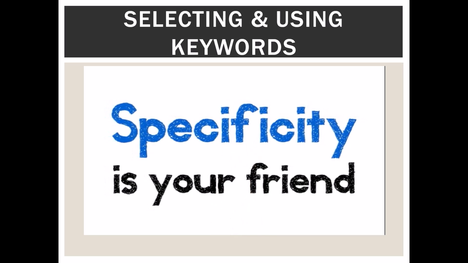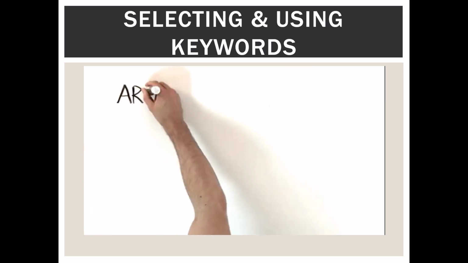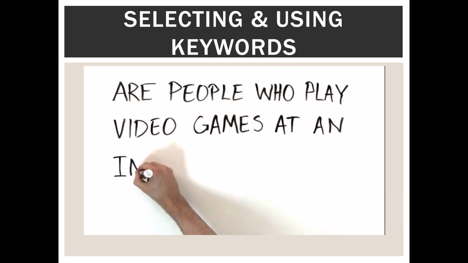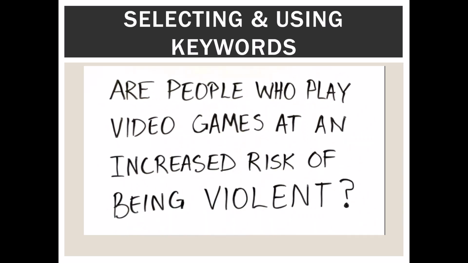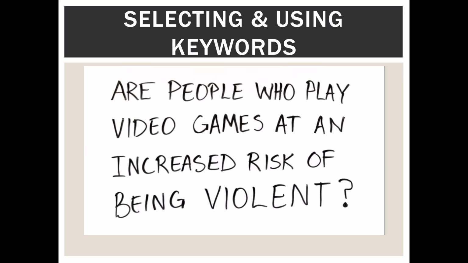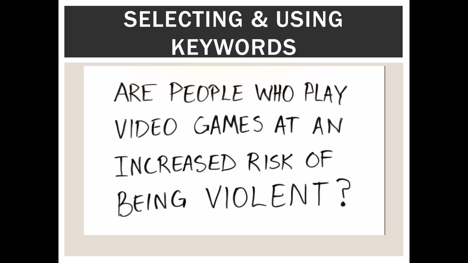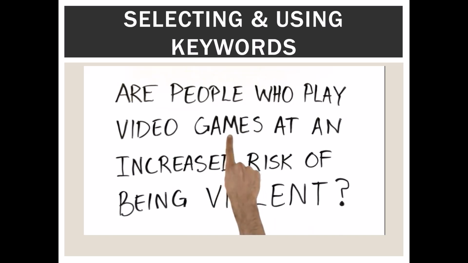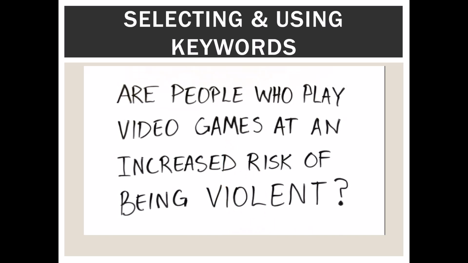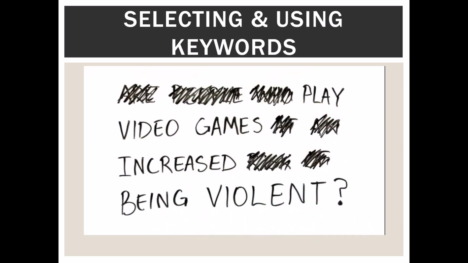Keywords come from research questions, like this one. Are people who play video games at an increased risk of being violent? To get the answer, we need to squeeze our research question for some keywords that'll lead us to relevant empirical research. First, we take a look at the question and cross out anything that doesn't contain specific meaning. Are people who at and risk of being?